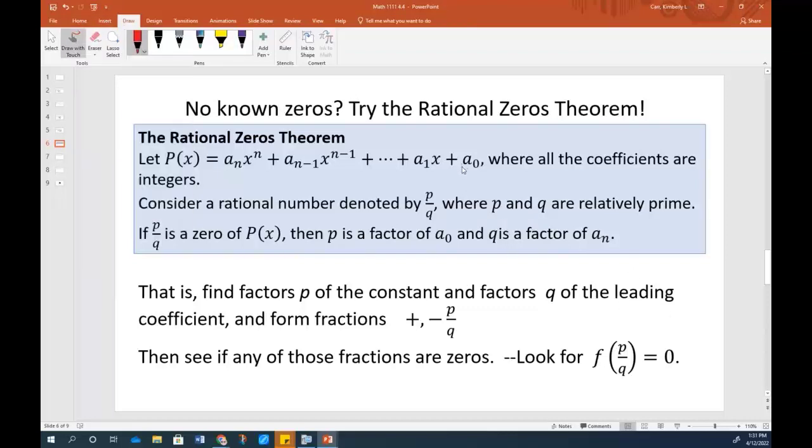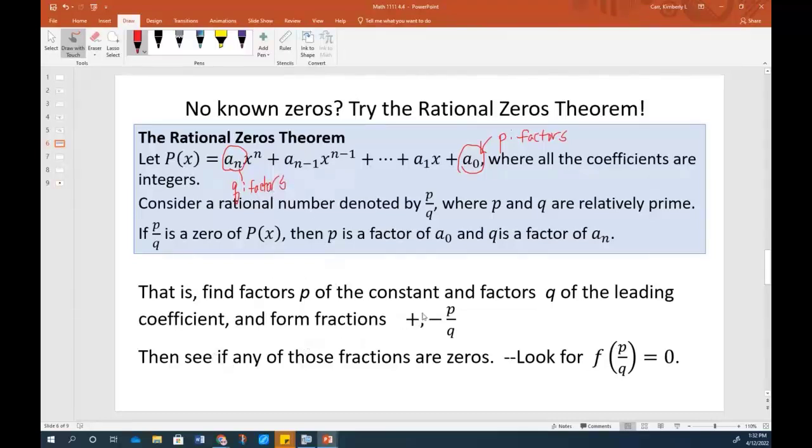So what we're going to do is look at our last number and ask, what all could be a factor of that number? We look at the last one first. First should be last, last should be first. We're going to make options for P, so P comes from factors of that very last number. Then we look at the leading coefficient, and that's where we make a list of numbers that could possibly be Q. We look at the factors there.